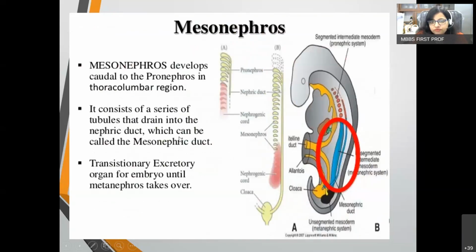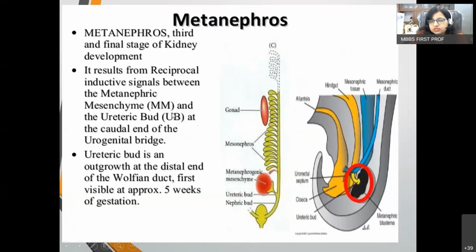Then there is mesonephros. This region is the mesonephric region. It is the thoracolumbar part. They are present along the vertebral column, and this is how the arrangement is there. This is pronephros in 7 to 10 segments. Then there is mesonephros in the thoracolumbar region, and metanephros is present in the sacral region. And this is responsible for the formation of kidney exactly.